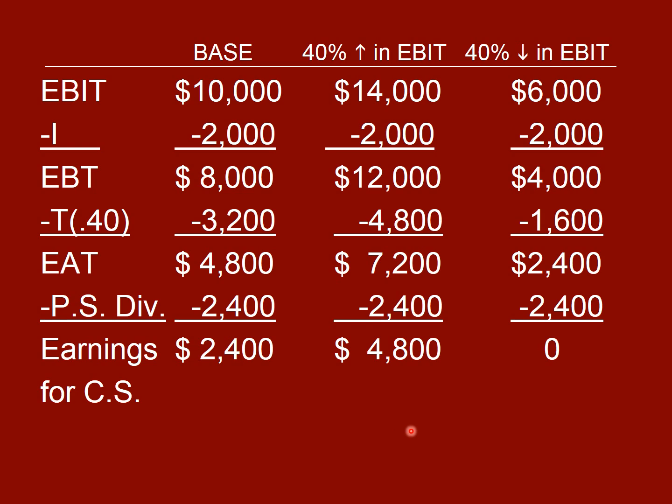But I just want to show you, before we head to the next slide, how a decrease in EBIT causes the exact same type of change, right? So if EBIT goes down by 40%, then it'll go from $10,000 to $6,000. Interest is fixed. Taxes would be 40% of the $4,000. Preferred stock dividends are fixed. So we have earnings available to common shareholders of 0.